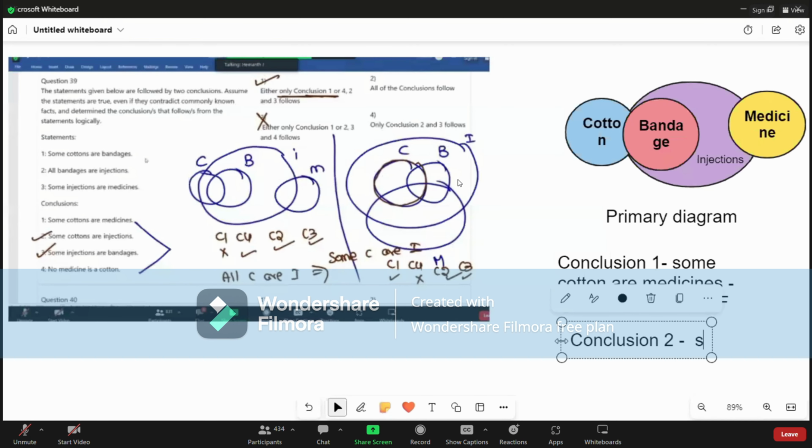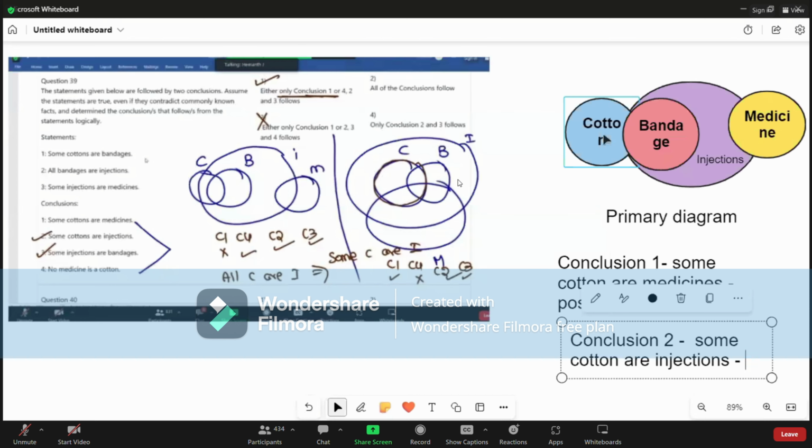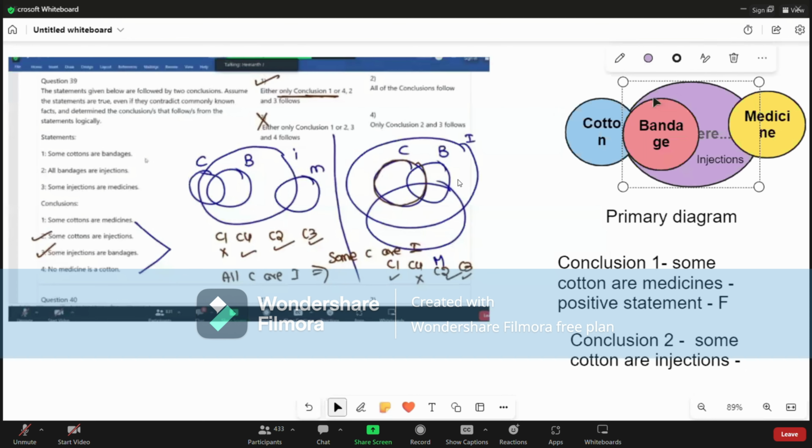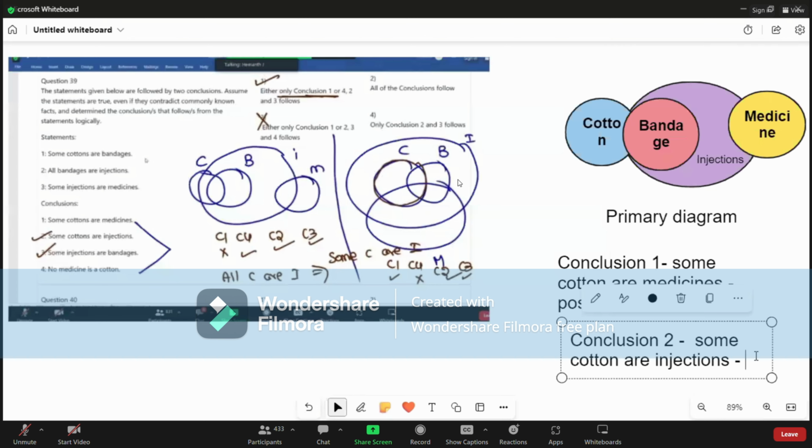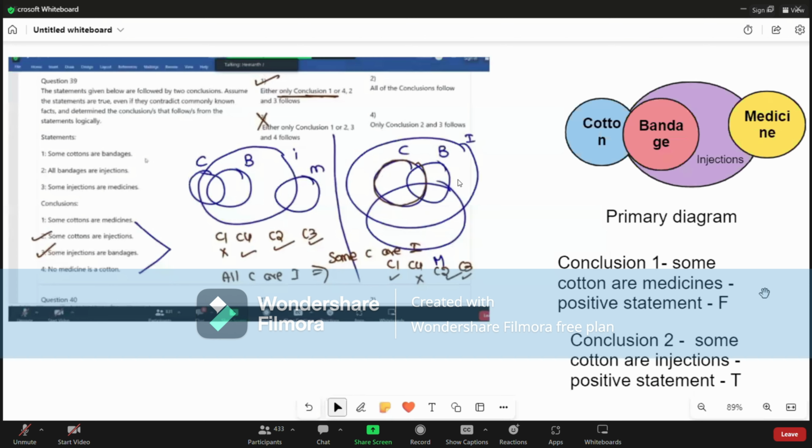Injections. Okay, so now again cotton and this is injections. There is an intersection between both of them. So this is again a positive statement, and as we know, we make them based on the primary diagram itself. So this is true. So even conclusion 2 is done.